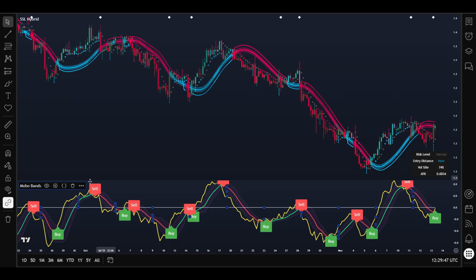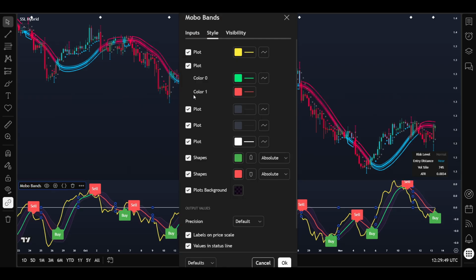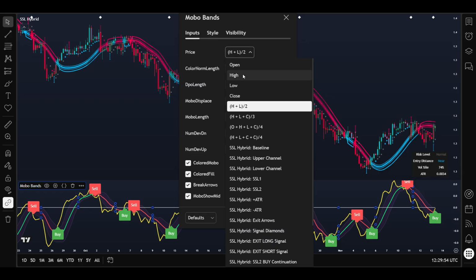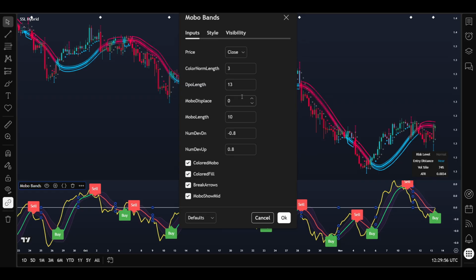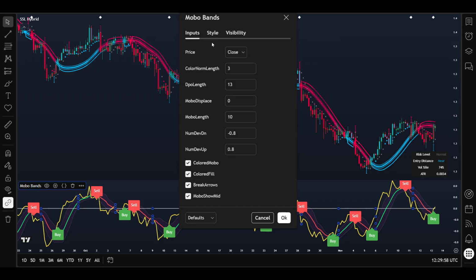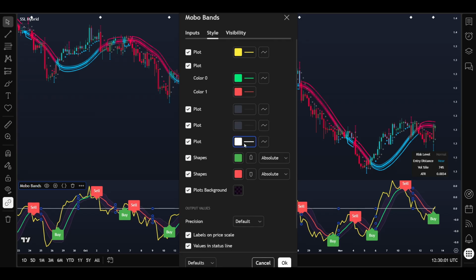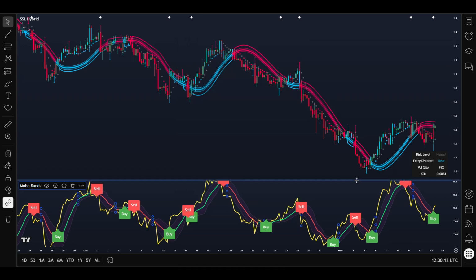Indicator settings, MOBO Bands. Open settings. In inputs, set price source to close, so signals read the actual close of each candle. In the Style tab, hide the 0 line as we don't need it for this method. Keep the yellow momentum line. That's the one that crosses the bands.